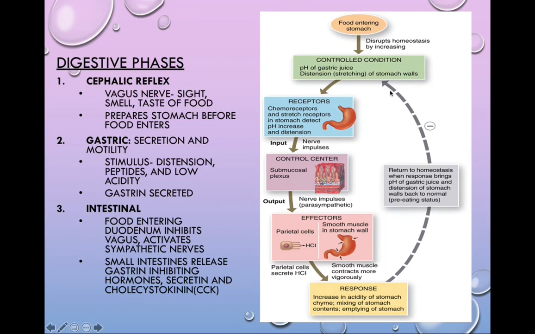gastric phase of digestion. So you can see that when food enters into the stomach, that's eventually going to increase the pH inside of the stomach, making our gastric juice more basic, and that's also going to increase distension, which will be the stretching of the walls of the stomach. More food entering into the stomach means more stretching on the stomach walls. Chemoreceptors sensing for pH and stretch receptors that are sensing stretch in the stomach are going to recognize these changes in stimuli. And through parasympathetic innervation, they're going to cause two different effects to take place.